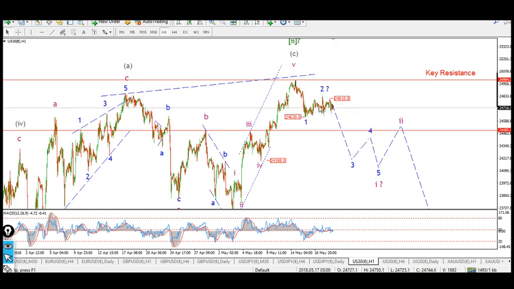So unless we're seeing even smaller degree impulse waves happening here, which is possible again, internal waves within a possible third wave within a larger degree wave 1. So what I'm counting is 5 waves down in wave 1. So unless we're seeing an extension lower in a third wave beginning in a couple of 1-2 waves, well then that's most definitely on the cards.